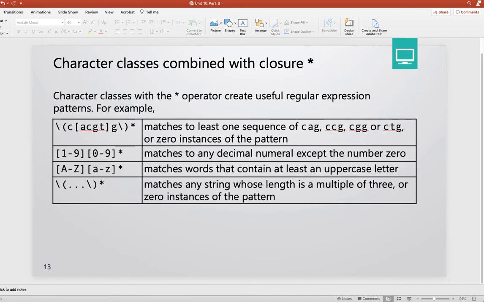And the character classes with the asterisk operator create useful regular expression patterns. So for example, the first one will match at least one sequence of CAJ, CCG, CJJ, or CTG, okay, or zero instances of the pattern, okay.